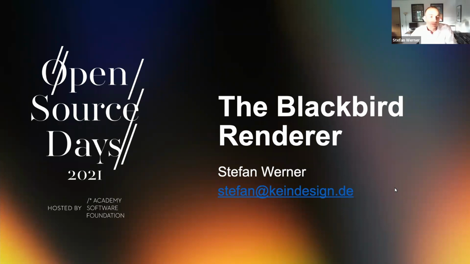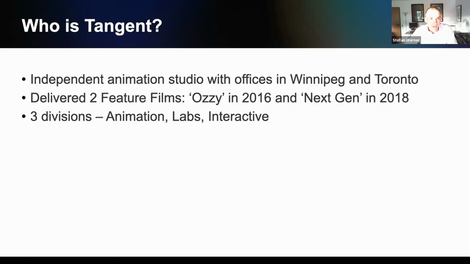I still hope that I can present something that is of interest to you and that I think applies to the open source world. So this slide is probably not as important as it was before. Tangent Animation is an animation studio with offices in Winnipeg and Toronto, and it had delivered two feature films called Ozzie and Next Gen.